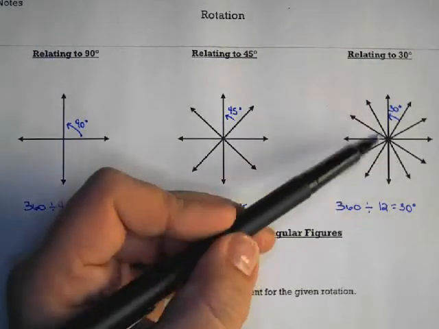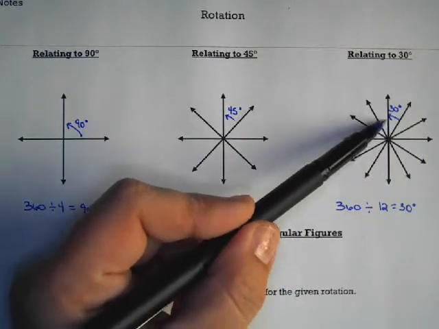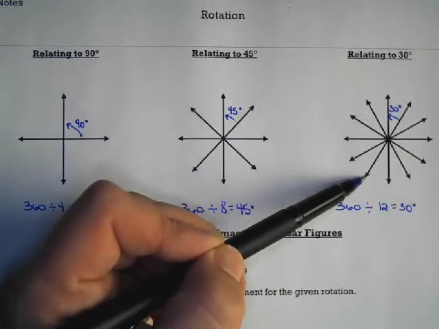So seeing as how a complete rotation is 360 degrees, we divide by the number of spaces to get the degrees of each single rotation from one place to another.